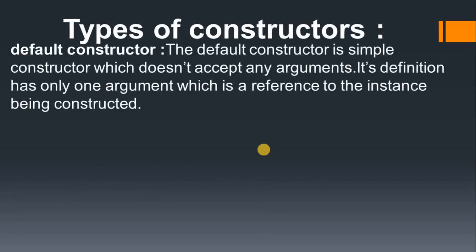Now we will see the types of constructors. The first one is the default constructor. A default constructor is a simple constructor that doesn't accept any argument, meaning inside it we don't use any argument, and its definition has only one argument, which is a reference to the instance being constructed. So we use just self, only this self parameter.